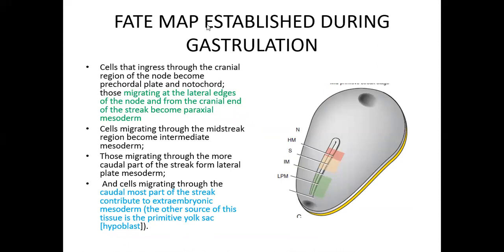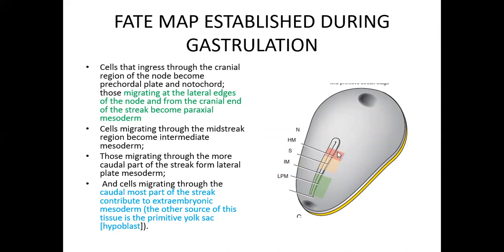Certain fate maps are established during gastrulation. The cells ingressing from the cranial region of the node become the precaudal plate, which has already been formed. One school says the first cells ingressing through the primitive node, displacing the hypoblast, will form the precaudal plate. Another view says that certain hypoblast cells will elongate and become columnar in the second week and form the precaudal plate. Both are possible; nothing has been confirmed.